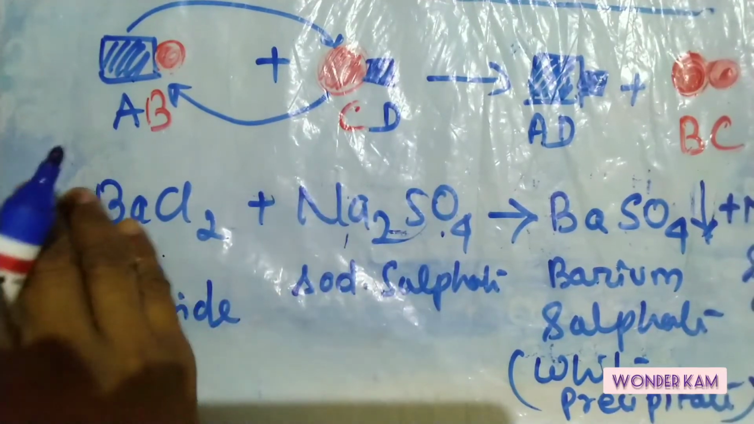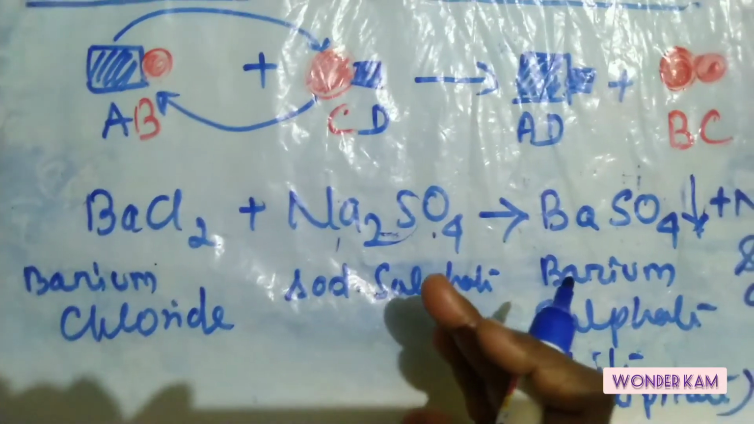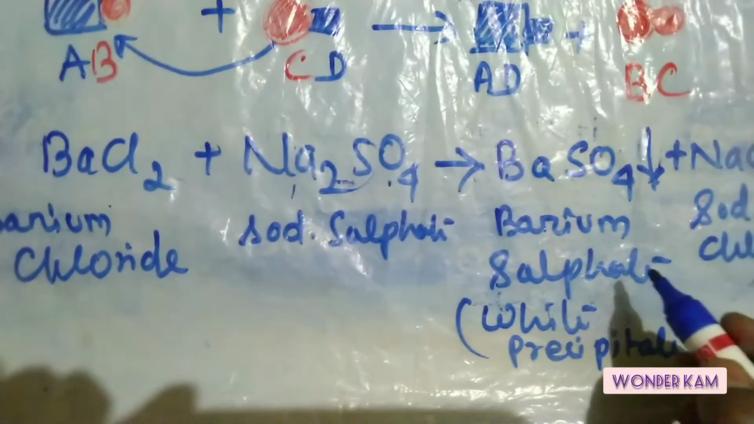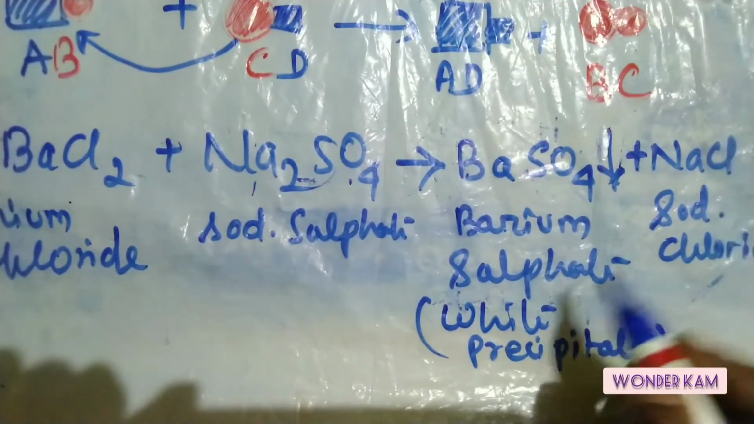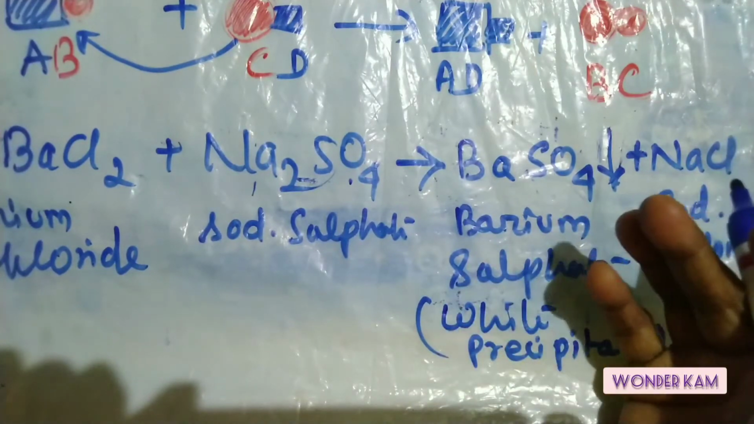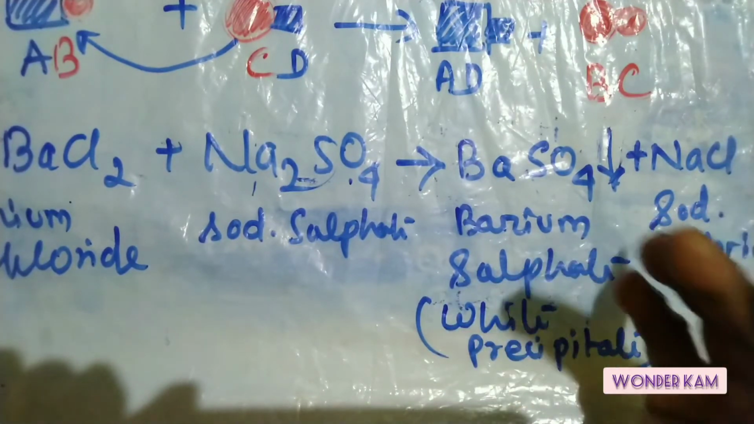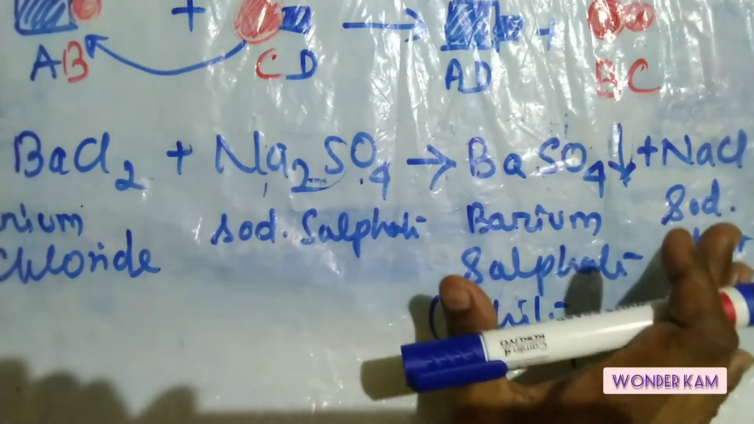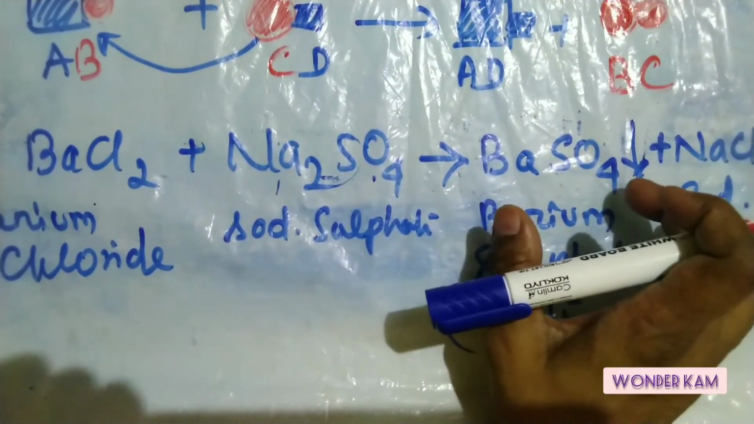When the displacement reaction takes place, barium sulfate is formed, and then the color becomes white. That solution becomes a white colored solution. So it confirms that the displacement reaction takes place. So this is the confirmation test for the formation of barium sulfate.